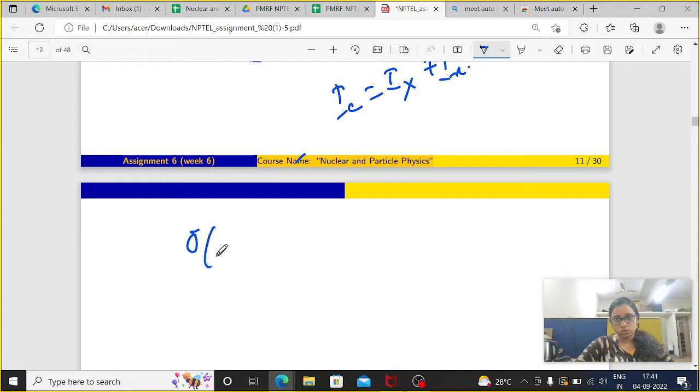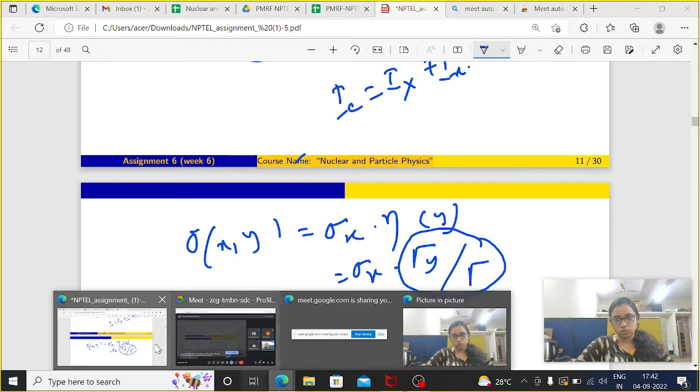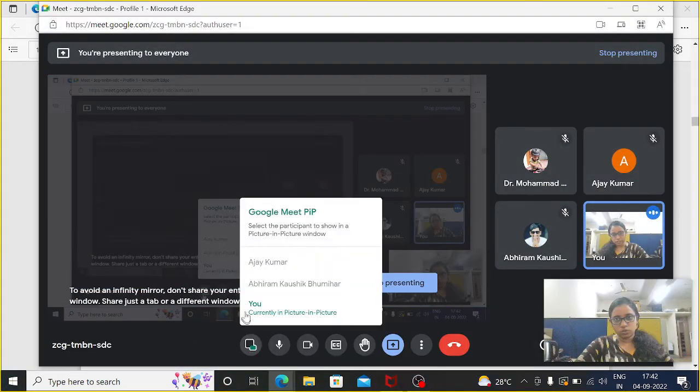So that means sigma xy will be sigma x into eta y. Sigma x value I have already mentioned. So eta y means what? Eta y is nothing but gamma y by gamma, like the probability of the decay into capital Y plus small y with respect to the total decay rate. So that means gamma y divided by capital Gamma. So this is the expression for sigma xy, and this is basically the Breit-Wigner formula. And in that Breit-Wigner formula I can write something here, just a minute.